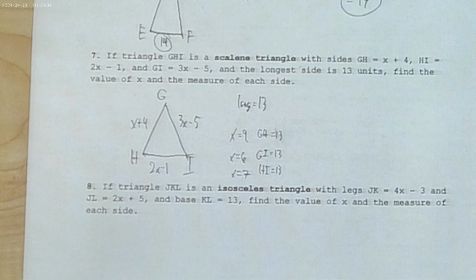So what does this mean with the value of x on each side? I have to find the value of x when the longest side is going to be 13 units. Well, I don't know which one is going to be the longest side. It would help if I knew what the perimeter was, but I don't. And all three of the sides are different.